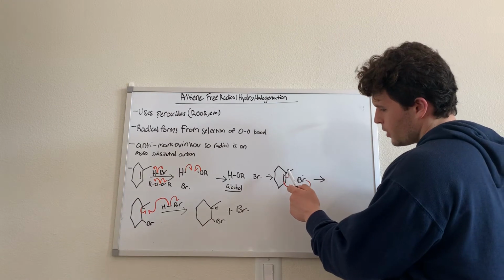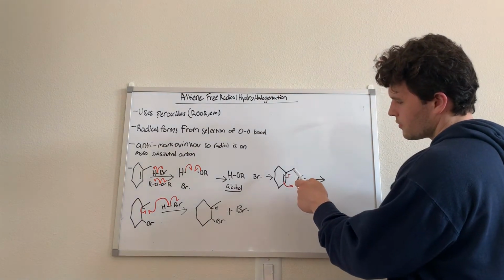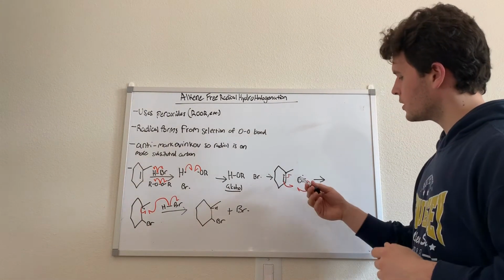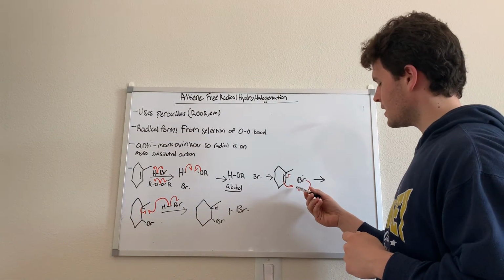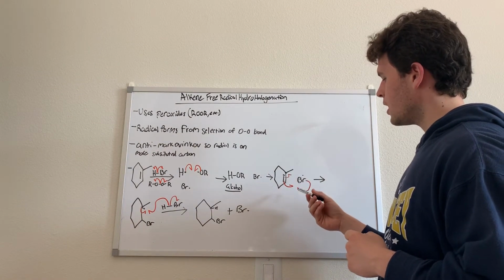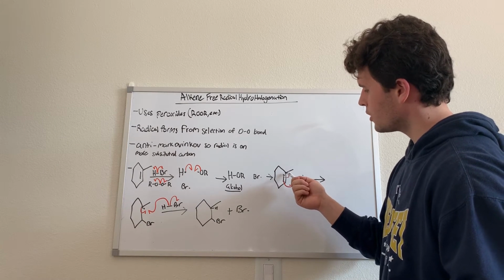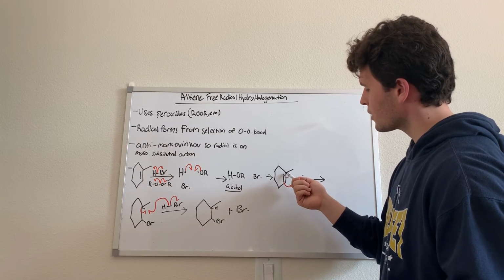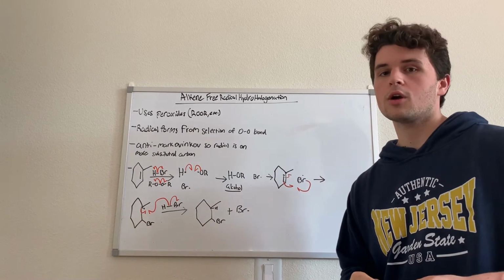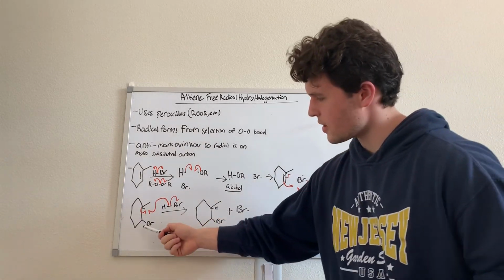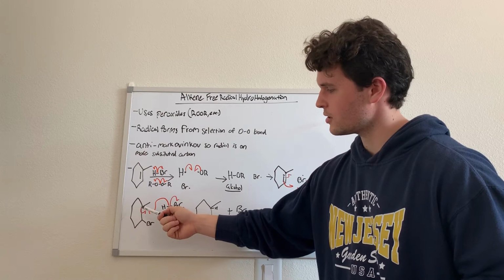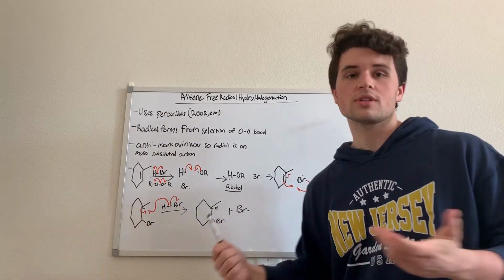The pi bond electrons from the cycloalkene: one electron will go and react with the bromine radical, and then the other electron will create a radical on the more substituted carbon. The bromine will be on the secondary carbon, as we can see here, and the radical is on the tertiary carbon, because it's more stable.